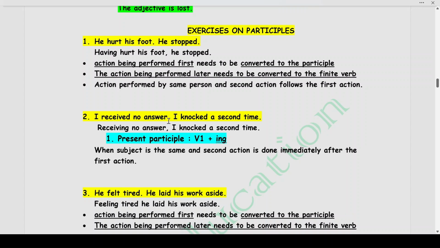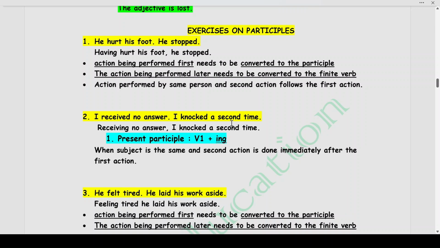I received no answer. I knocked the second time. Now there are two sentences, two independent clauses. I received no answer. I knocked the second time. What do we have to check in these sentences? Whether we can use participles or not? Whether the subject is the same. Yes, the subject is the same. I, the subject, is the same.